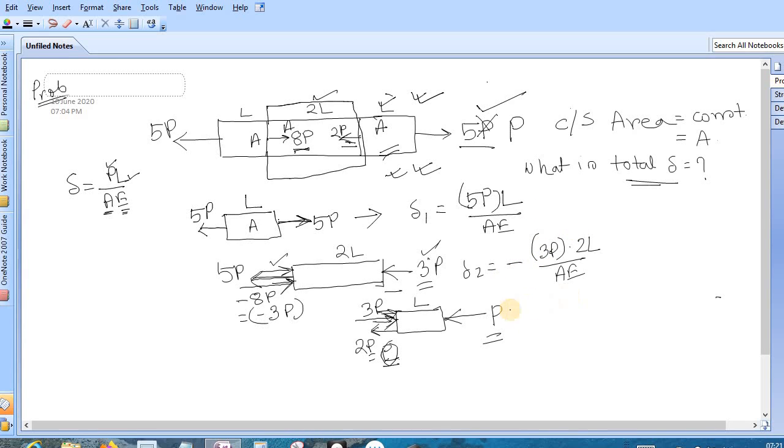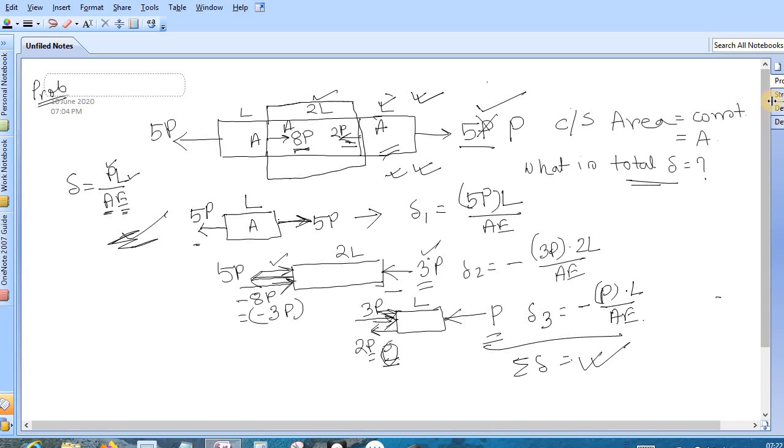And what about this last one? This is also under compressive load. So minus, load is P, length is L divided by AE. So simply to get total deflection, you have to sum up all these and you will get your answer. This is a very common type of problem which comes in your competitive examinations from Hooke's law, or the application of this formula. If you have any other problem or difficulties, please let me know in the comment.